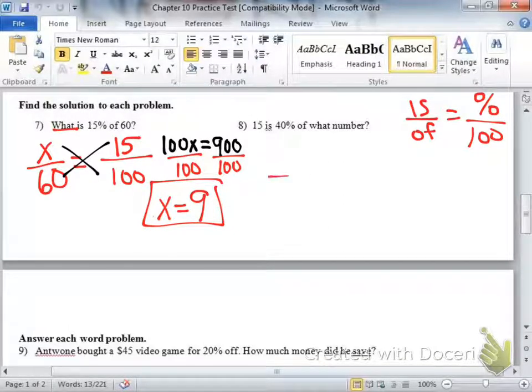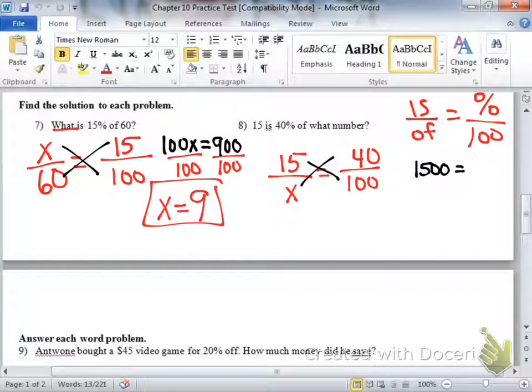Alright, number 8, we start with the same setup. 15 is, so that's going to go in the is spot. 40%, so that goes over the 100, of what number? So the of is where my variable goes. Cross multiply, you get 1500 equals 40x. Divide both sides by 40. And I'm getting that x equals 37.5.